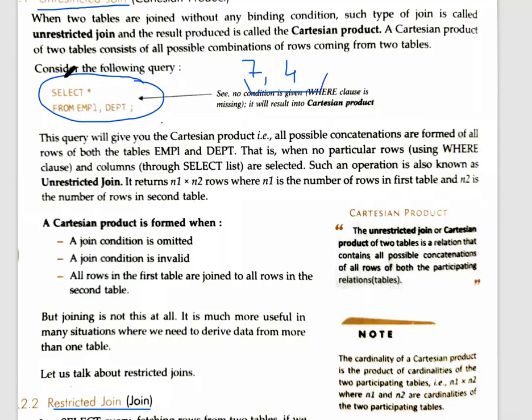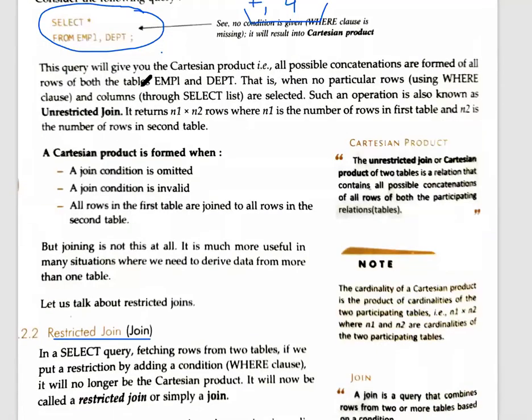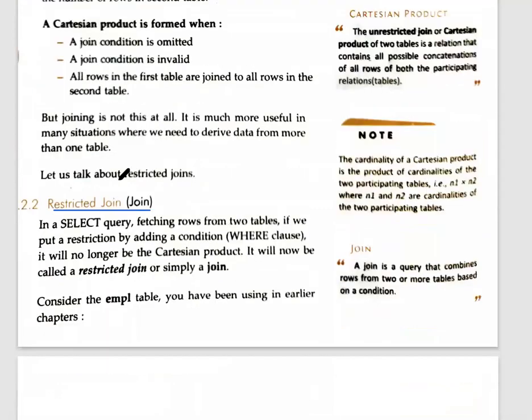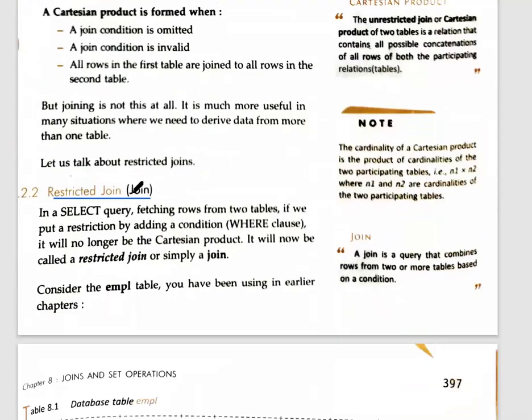Fine. So for the unrestricted join, it is given that it is without any restriction, without any condition. Now next we have the restricted join. In restricted join, in the select query we will be adding a where clause. This is what you have to understand.